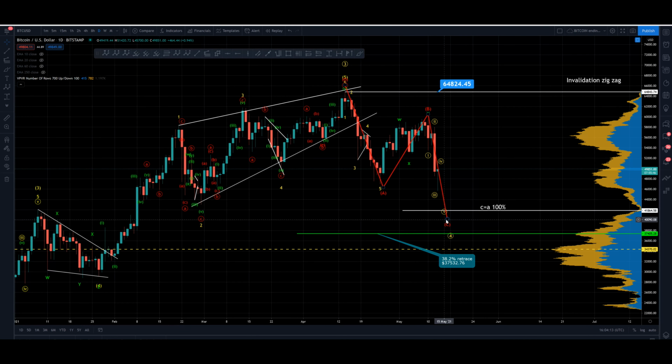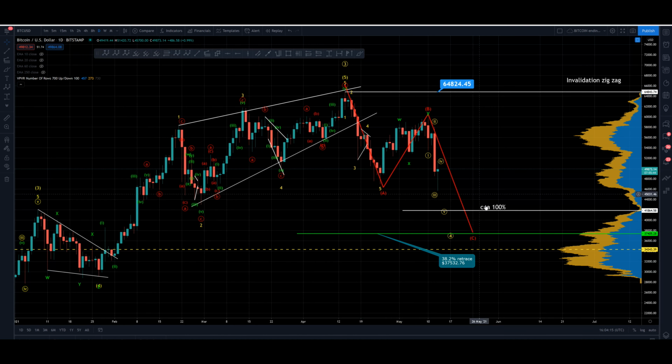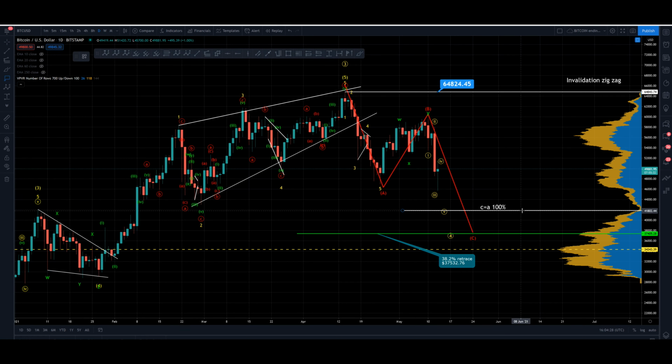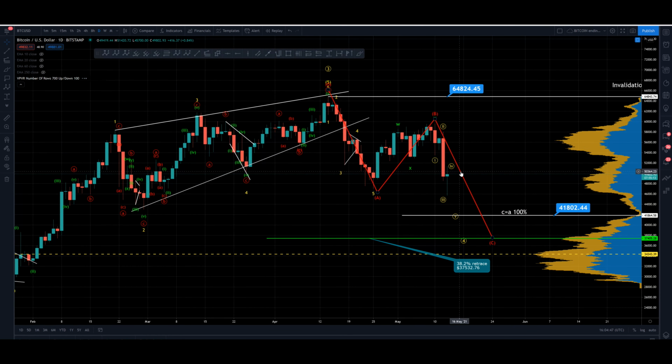Now where this wave finishes, we've got a couple of targets here. We've got C equals A parity, so this is the length of A projected from the B to find the C, which brings us to a target we should be looking for. I'll put a label on it. So C equals A parity is 41,802. We're currently trading around 49. We've come down to lows of this daily candle of around 45. So we could sell off another 7 or 8 grand to head down to parity here, where we could expect to find support. But we need to see a completed wave structure in here.